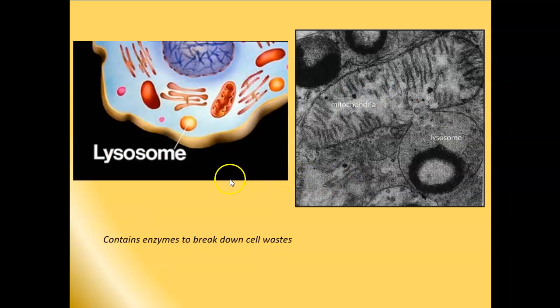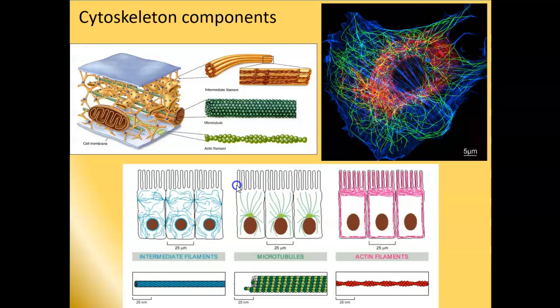The next thing we've got is lysosomes. Lyse means to cut, some refers to body, so it's just a little bubble that contains enzymes that help break down cell waste. And here you can see a mitochondria. The lysosome is coming in and breaking down the mitochondria.